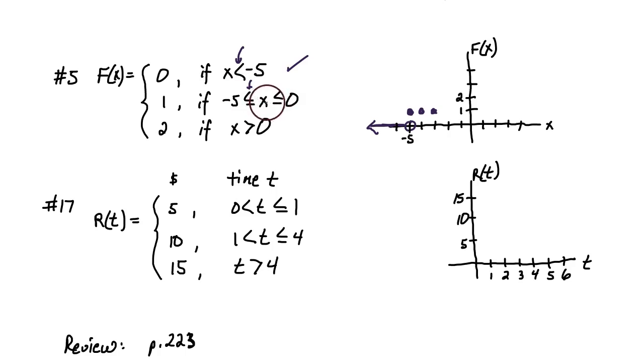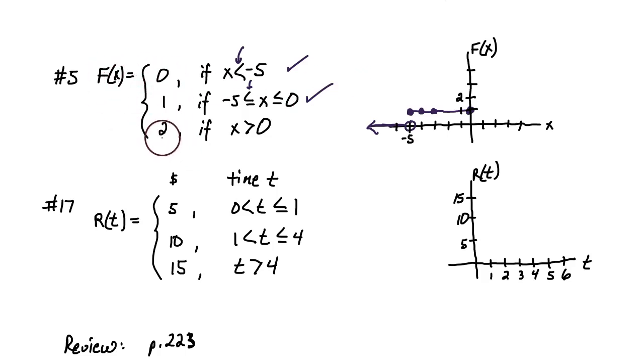This segment goes all the way over to where x equals 0. So right here is where x equals 0. Go up to 1 and put a closed dot. Then we can draw a horizontal segment connecting those dots. That represents the second row of function f.